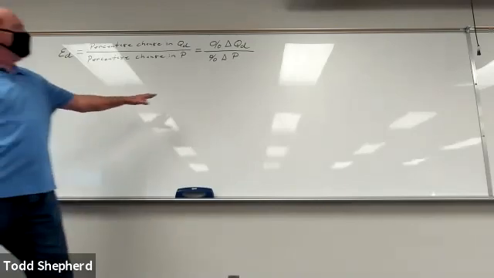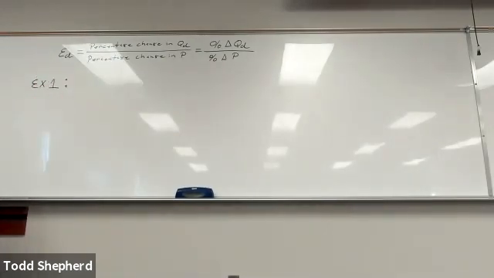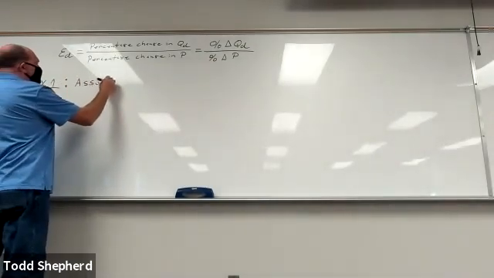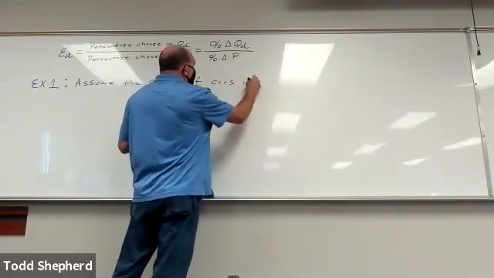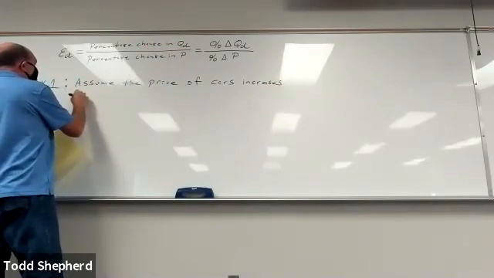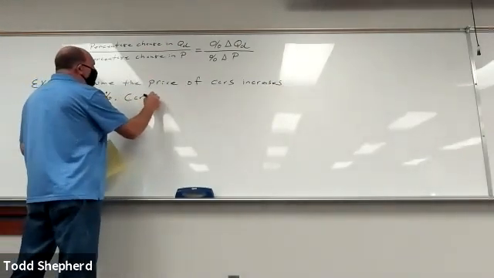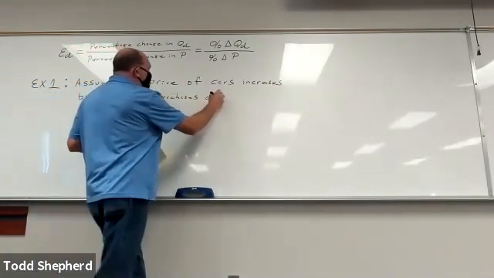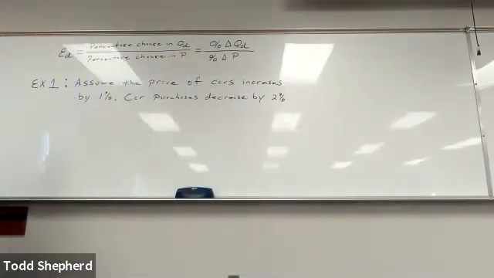Okay, so how would we use a formula like this? Let's do example number one. Let's assume for the moment the price of cars increases by 1%. In response, car purchases decrease by 2%. Can you see that? Yeah. All right. Assume the price of cars increases by 1%. And when that happens, car purchases decrease by 2%.